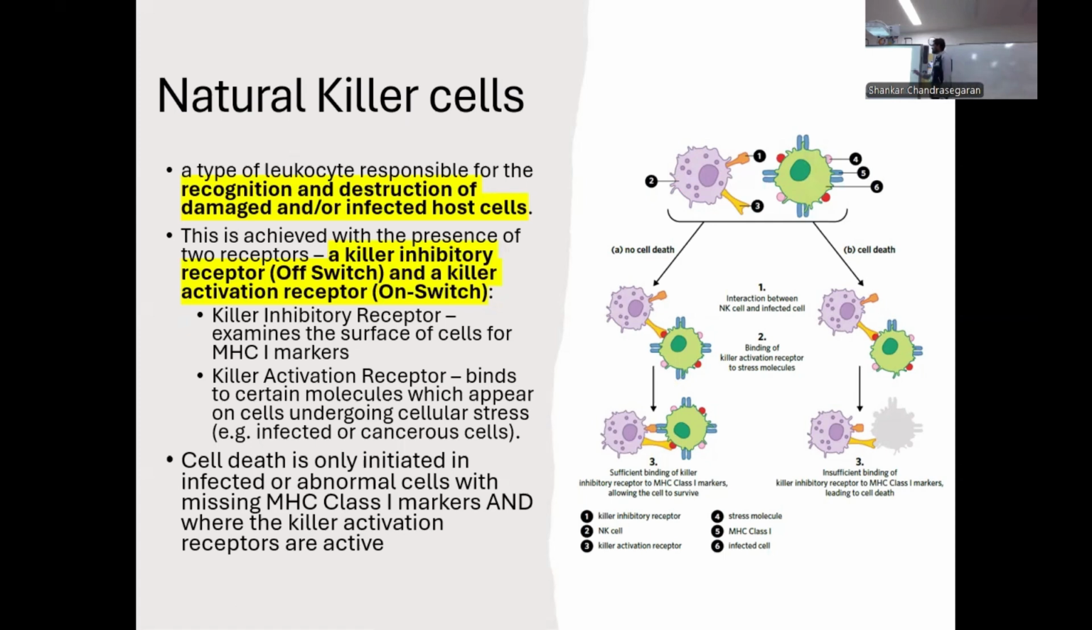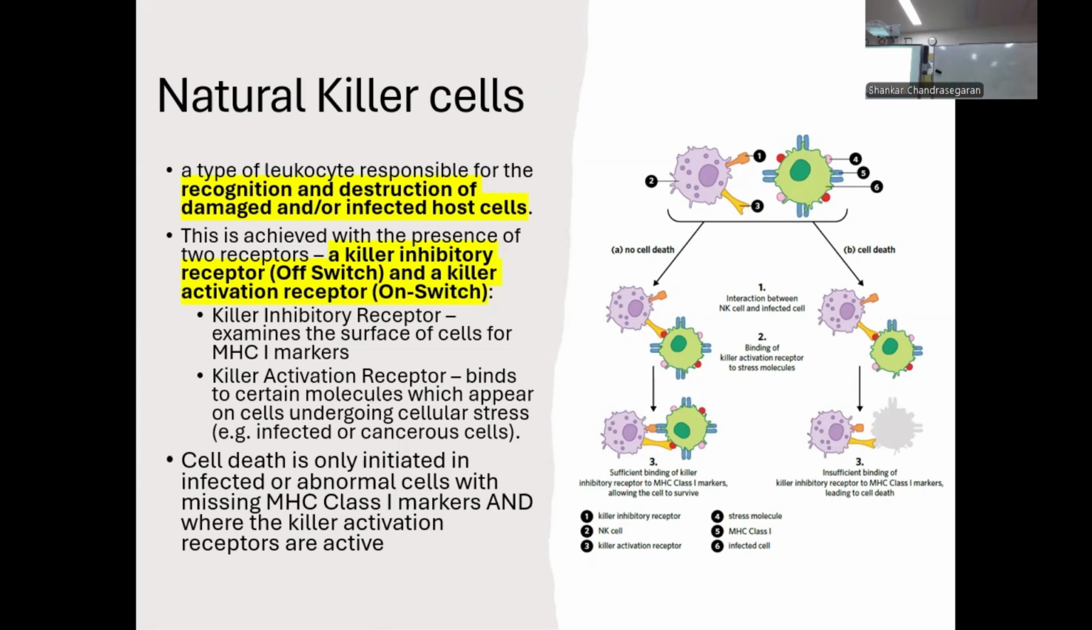And this only works due to a simple system that has two types of receptors. One is called a killer inhibitory receptor, and the other one is called a killer activation receptor, right? Even though the names sound a bit confusing, a killer inhibitory receptor is basically an off switch. That off switch is different from a killer activation receptor, which is the on switch. They're not the same. They're not triggered in the same way. They are both going to have to work together to actually give a signal to the cell to kill or not to kill it, right?